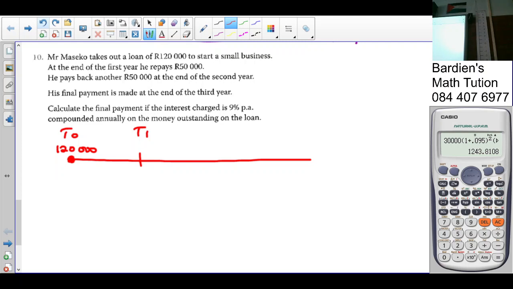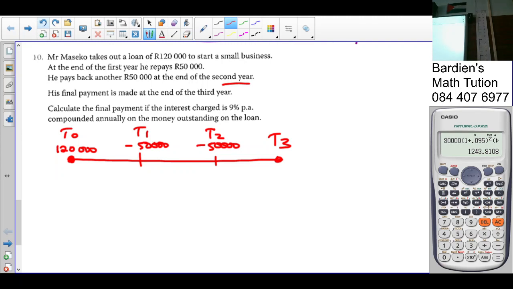Okay, good. Right, at the end of the first year, he pays 50,000. So let's say this 120,000 rand is in the positive. Okay? Then what I'm going to do is I'm going to do the repayments with minus. Okay, so I'm going to minus 50,000 rand. Make sense? Then he pays back another 50,000 rand at the end of second year. So that takes us to T2. So it's minus 50,000. His final payment is made at the end of the third year. So that takes us to T3.